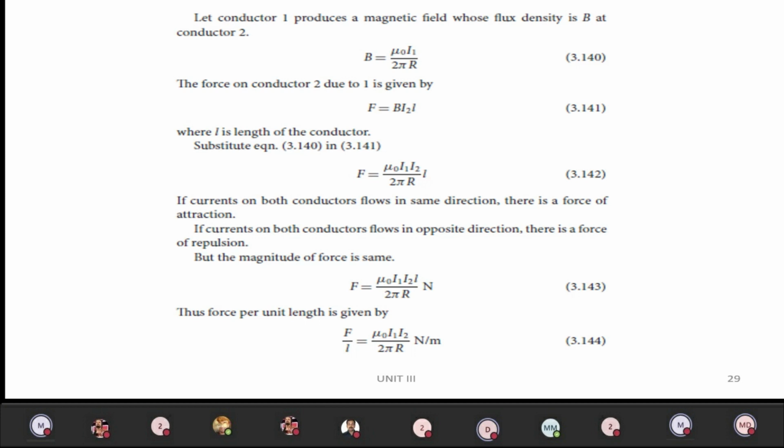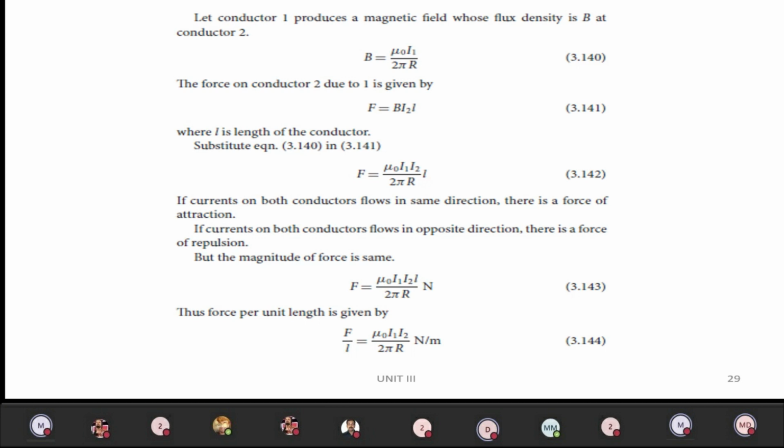Force on one conductor due to another conductor. B = mu naught I1 by 2 pi r. This is the flux density. When current is flowing in one conductor, the flux density around that conductor is given by B = mu naught I1 by 2 pi r.